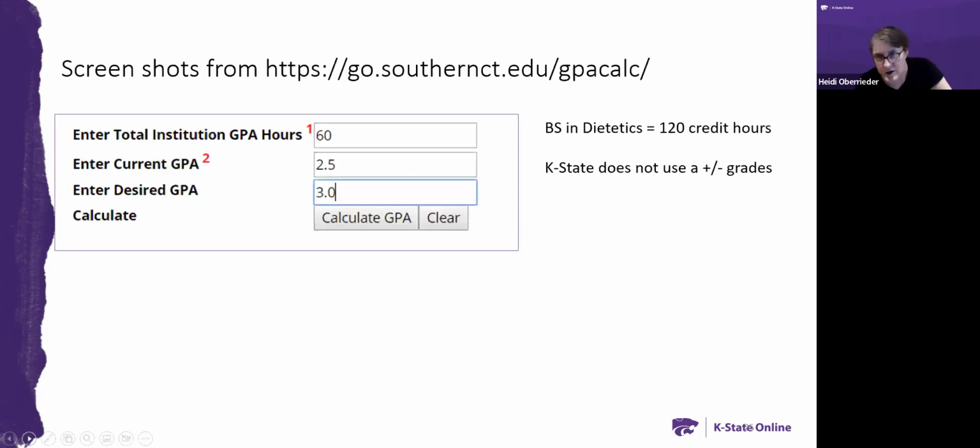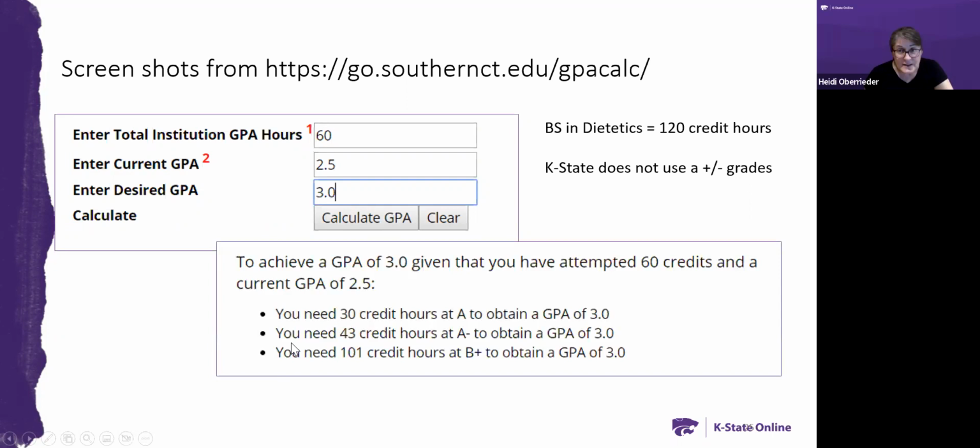But I'm going to show you a trick. So there is the URL you see on the slide. This is a calculator that you can kind of get a sense of where you're at. So in this example, it's a person who's completed 60 hours of undergraduate work. So that's probably half of a bachelor's degree. And they have a 2.5 overall GPA. So to raise that to the 3.0, which is what we want you to have in order to graduate with our BS in dietetics, you would then hit this calculate button.